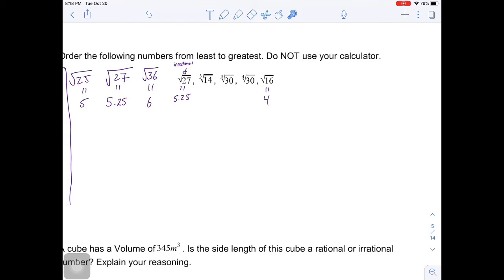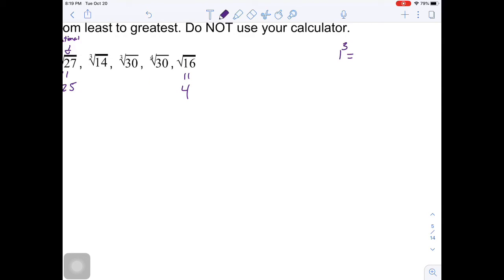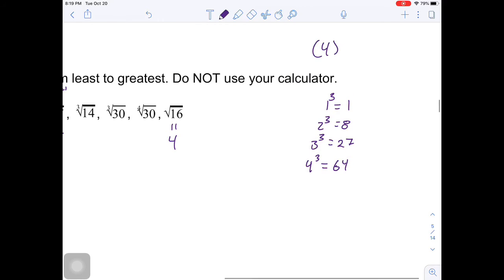Now, in order to do these cube roots, we're going to have to list out my first few cubes. So here, 1 cubed equals 1, 2 cubed equals 8, 3 cubed equals 27, 4 cubed equals, I believe, 64. Let's maybe check that. So 4 times 4 times 4, that's what 4 cubed equals. 4 times 4 equals 16. We're going to multiply that by 4 as well. 16 times 4 gives us 64.